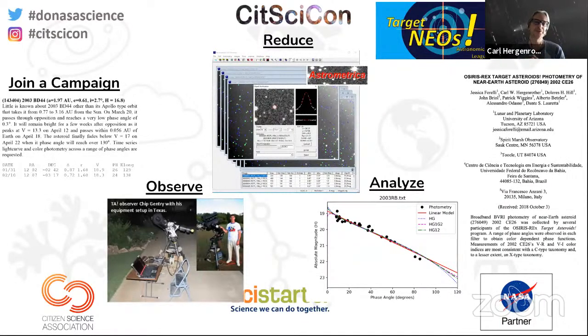So exactly what do we do? As I mentioned before, we run a series of campaigns where I identify an asteroid of interest, and it could be a main belt asteroid, it could be a near-Earth object. Sometimes it's even a comet, or an extinct comet, or a low-activity comet.